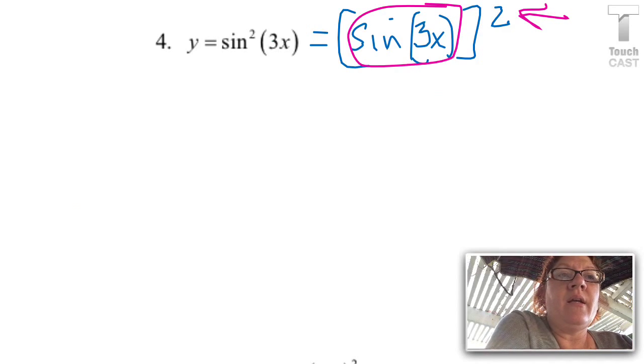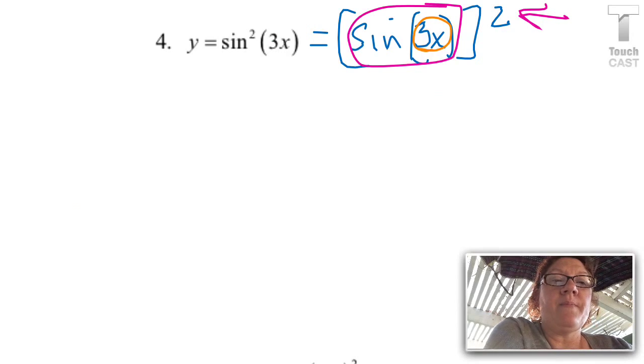So the outer shell, of course, is the exponent, and this would be the chocolate. But then, it's more than just a plain old sine of x. Now it's a sine of 3x. So what I have right here is a peanut inside the chocolate of the M&M. So I've actually got 2 inners, separate inners. I'm going to work my way in.